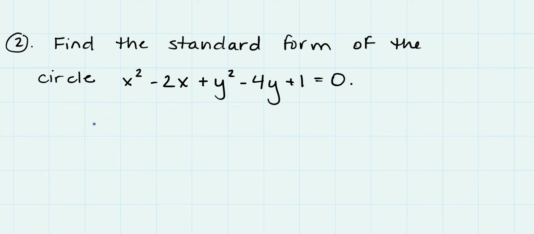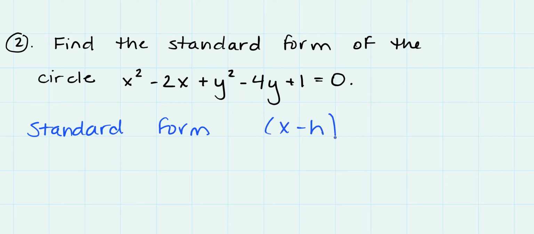So remember what standard form is. Standard form is x minus a number squared plus y minus a number squared is equal to the radius squared. So we've got a lot of steps we need to do. What we're going to do to figure this out is a process called completing the square.